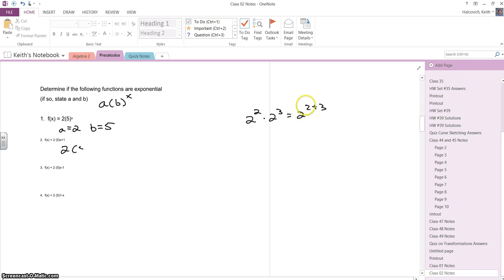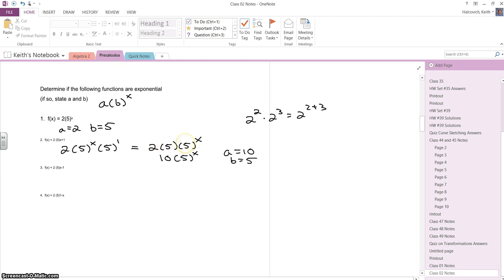So in this case, it's 2 times 5 to the x times 5 to the first. And that's the same as 2 times 5 to the x, because 5 to the first is 5. And 2 times 5 is 10. So there it's an exponential form. Your a is equal to 10, and your b is equal to 5.